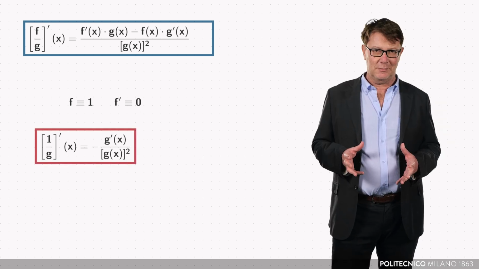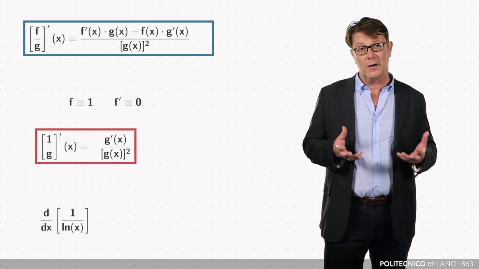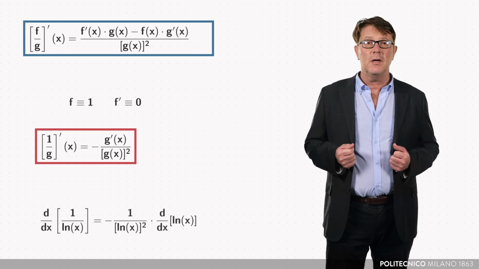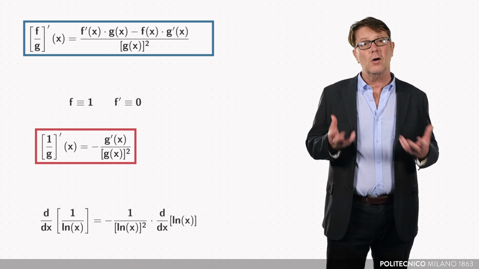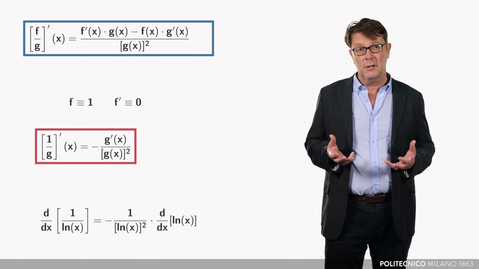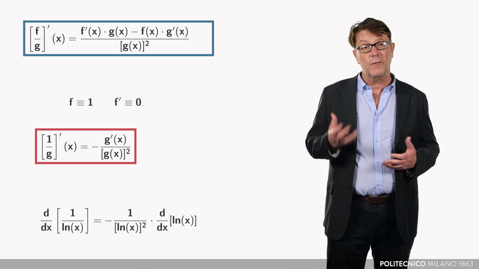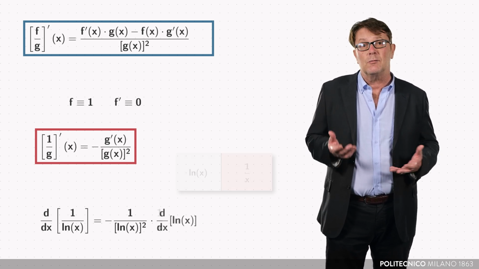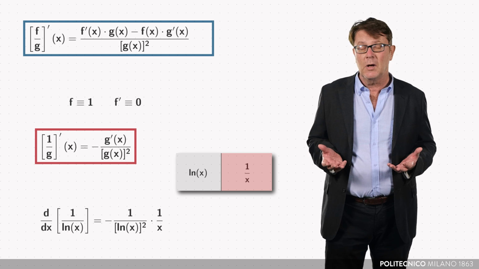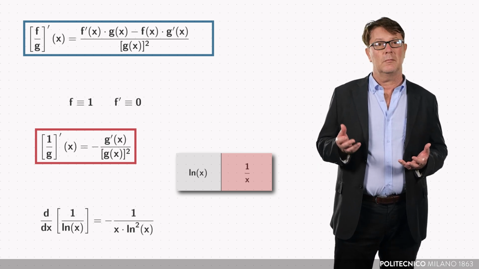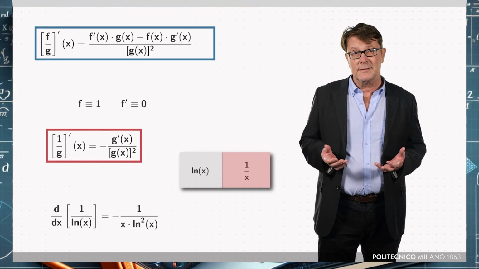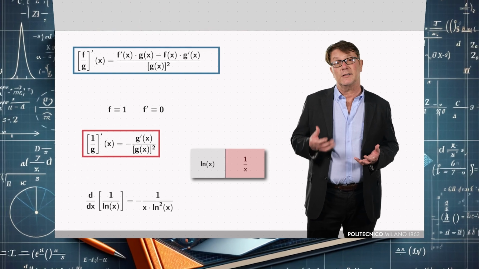For example, the derivative of 1 over logarithm of x is minus 1 over the logarithm of x squared times the derivative of logarithm of x, which is equal to 1 over x. The result is therefore minus 1 over x times the square of the logarithm of x.